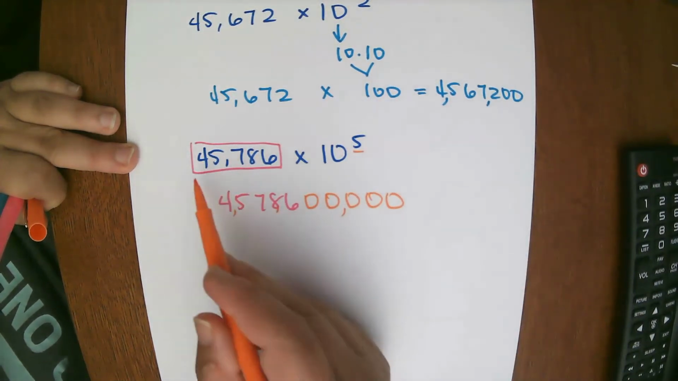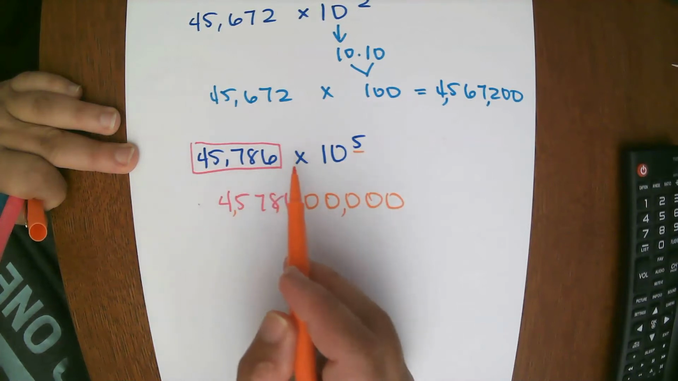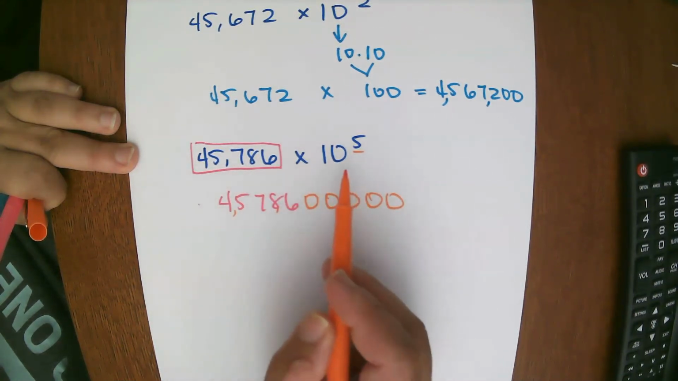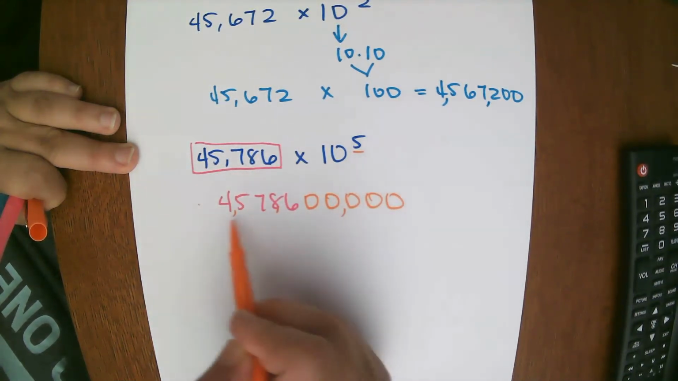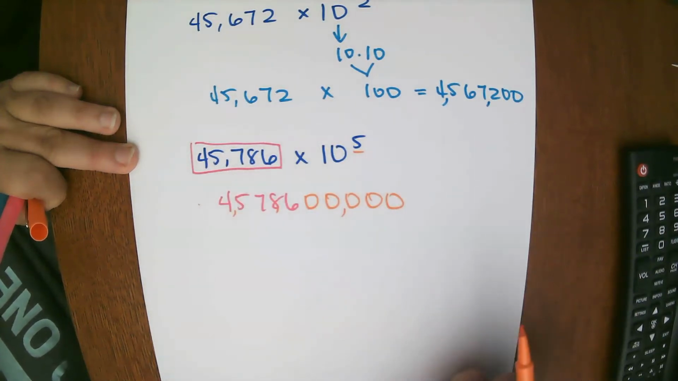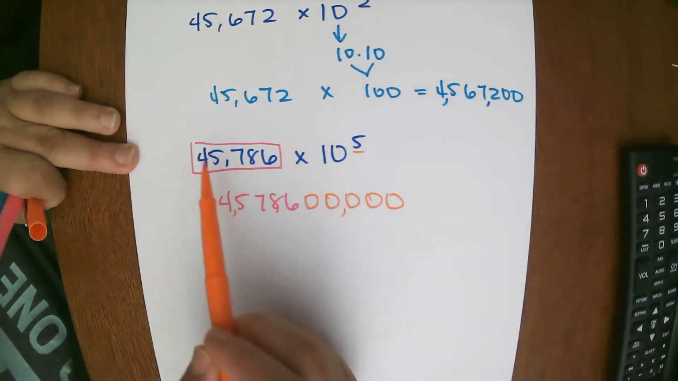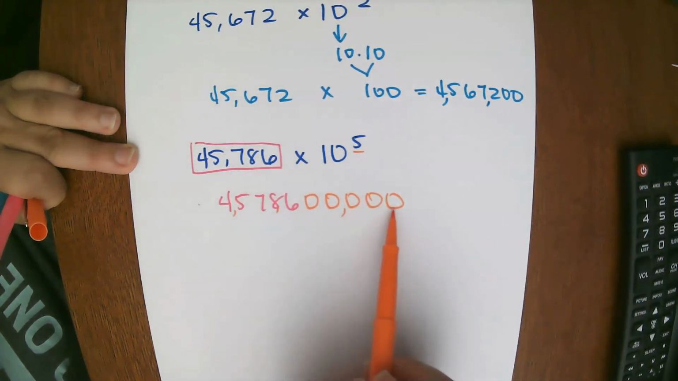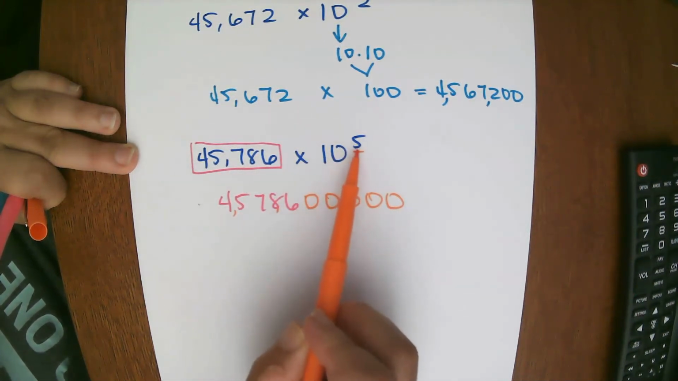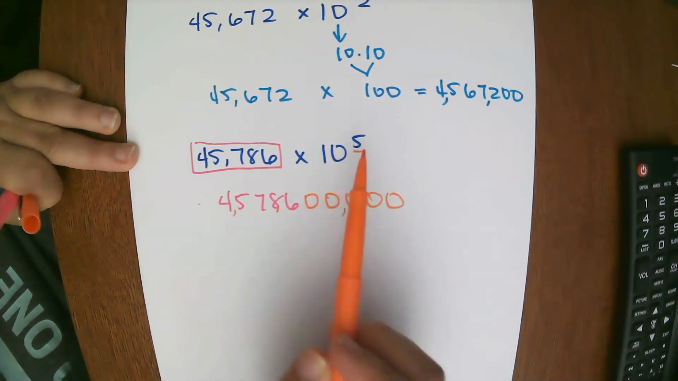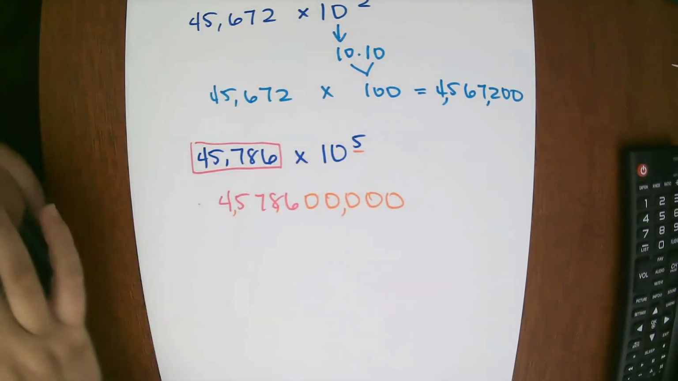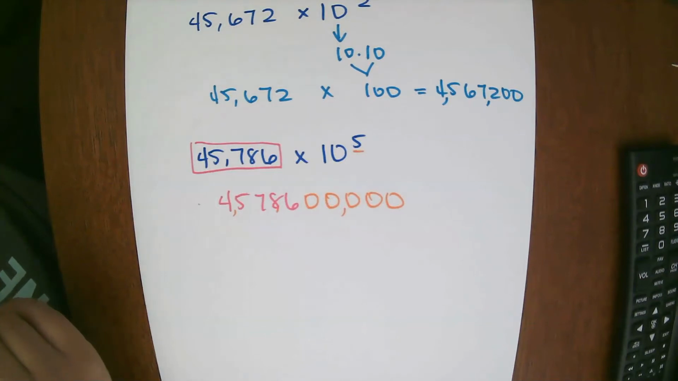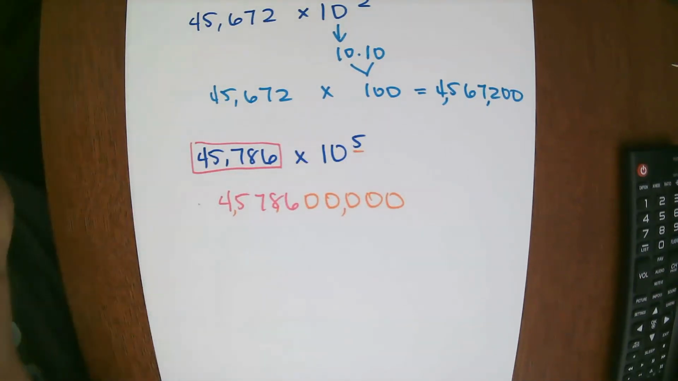So if I went and I tried to multiply this out, 45,786 times 10 times 10 times 10 times 10 times 10, I would get this number. Or we can use that little trick I just did. So all you do is you rewrite the number, and if you're multiplying, you're going to add the zeros to the end, and the exponent's going to tell you how many zeros to add. So what about if we're dividing? What do we do if we're dividing? Well, let's take a look.